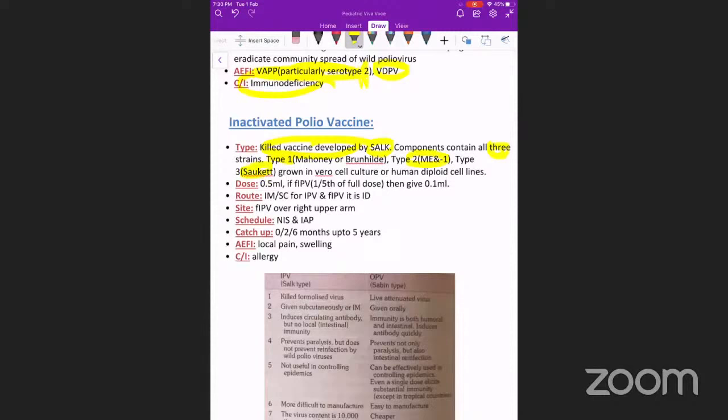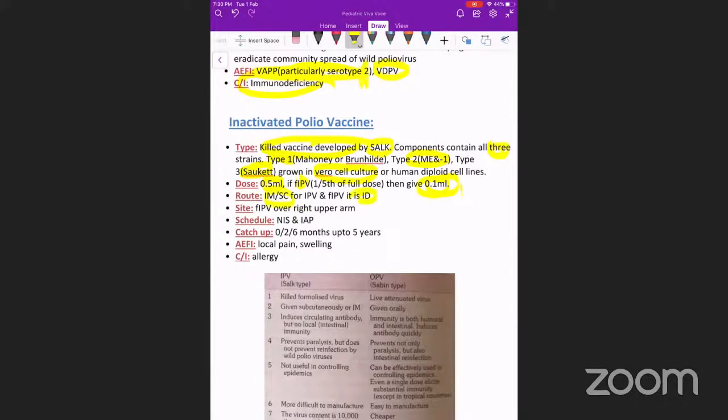Fine. What is the dose? If it is given IM, the dose is 0.5 ml. But since our population is quite huge and accounts for a whole lot of burden, a similar dosage can be given as fractional IPV. What we do here is give 1/5 of the actual dose, but we give it twice. That accounts for 0.1 ml. So if it is IM, it is 0.5 ml. If it is intradermal, it is 0.1 ml. Route is intramuscular, and for fIPV, it is intradermal.